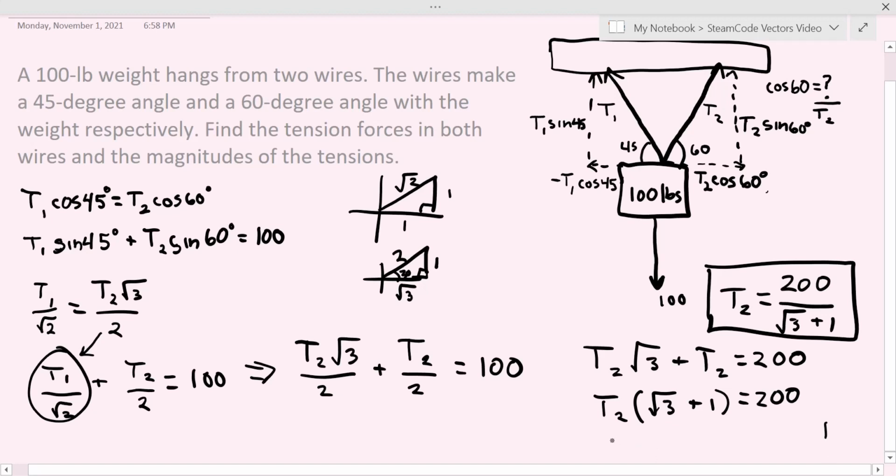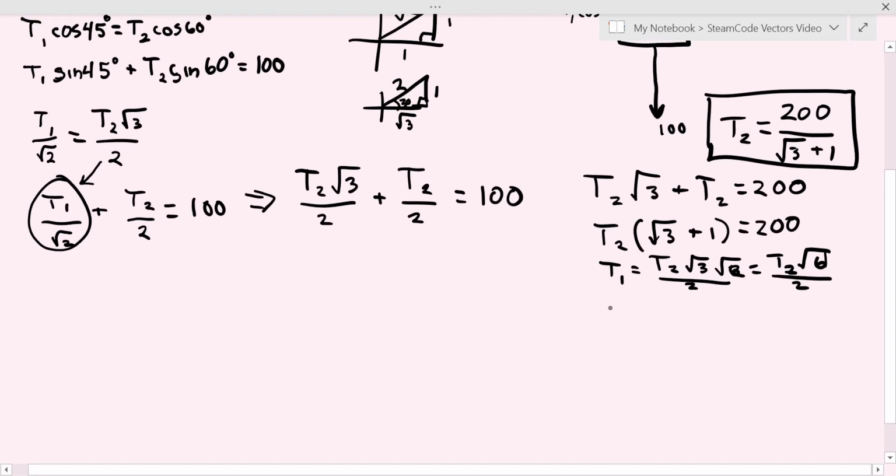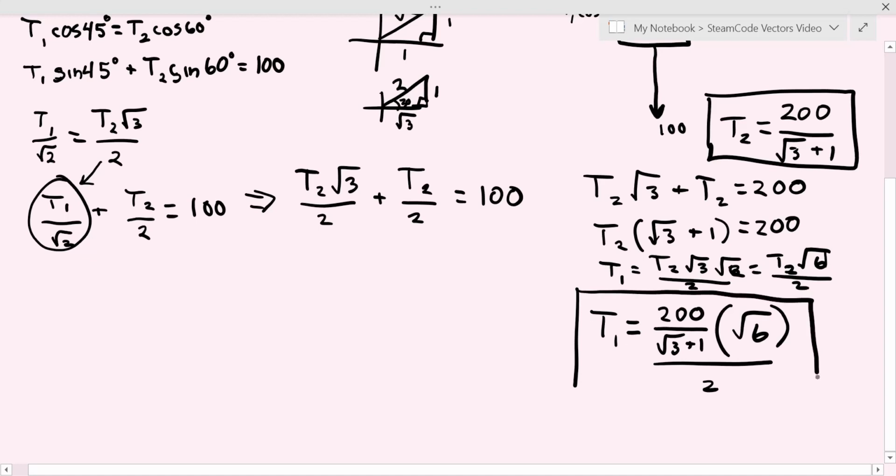So T sub 1 is equal to T sub 2 root 3 times root 2, that's equal to root 6, all over 2. What I'm doing here is just multiplying by root 2 on both sides, and that's equal to T sub 2 root 6 over 2. And so what is T sub 2? As you can see, we solved for it up here. So T sub 2 is 200 over root 3 plus 1. So T sub 1 would equal 200 over root 3 plus 1 times root 6 over 2. Now we have the magnitudes of those two vectors.